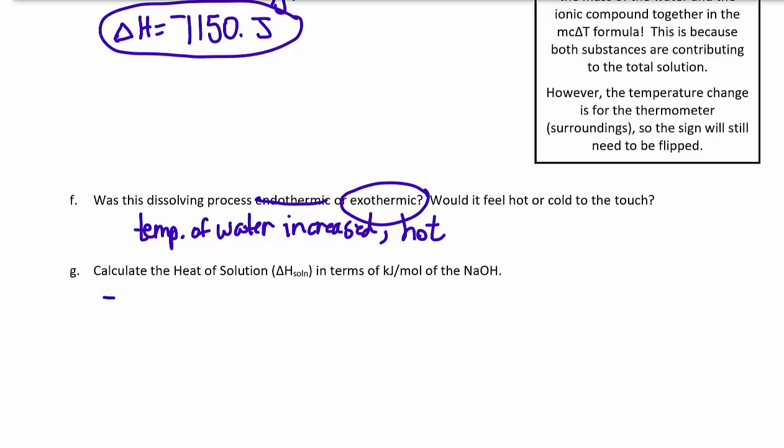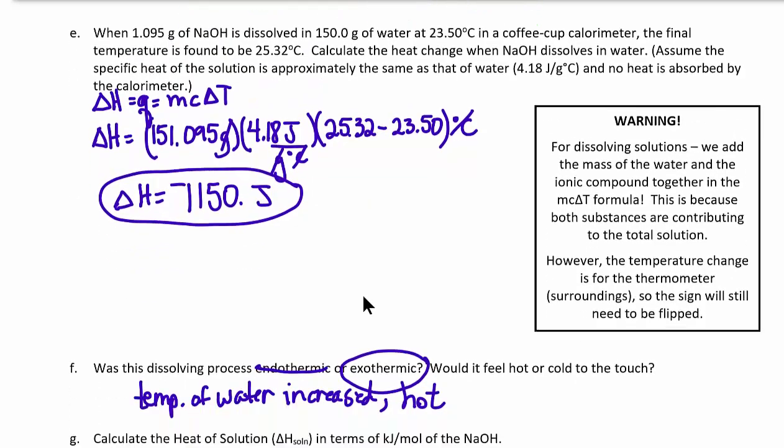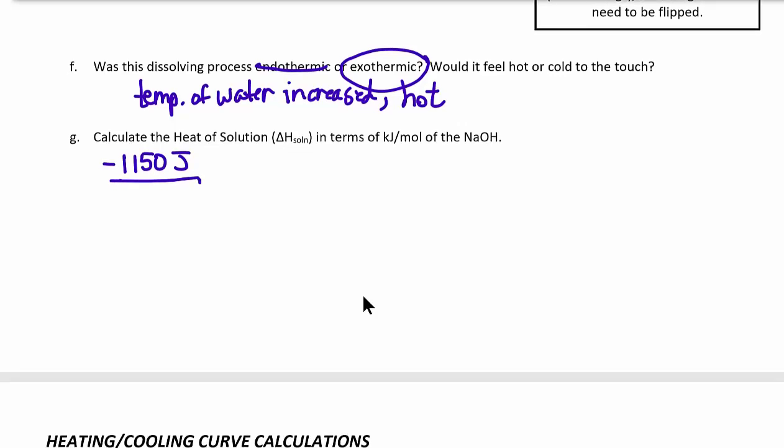So we know that negative 1,150 joules of heat was released for 1.095 grams of NaOH. And we need to find out how much it was per mole of NaOH. So we can do some dimensional analysis to convert this. We know that, again, 1,150 joules of heat was released for every 1.095 grams of NaOH. All right, we need to convert this joules to kilojoules. There are 1,000 joules in 1 kilojoule.